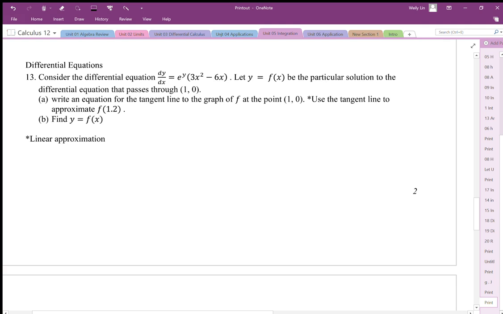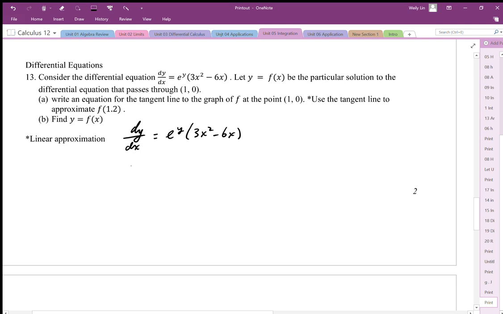First of all, I'm going to solve that differential equation. So we start with our differential equation, dy over dx equals e to the y, 3x squared minus 6x. And to be able to solve this, we have to be able to separate it. So we have to have our x's and y's be separated by multiplication or division. So in this case it is.